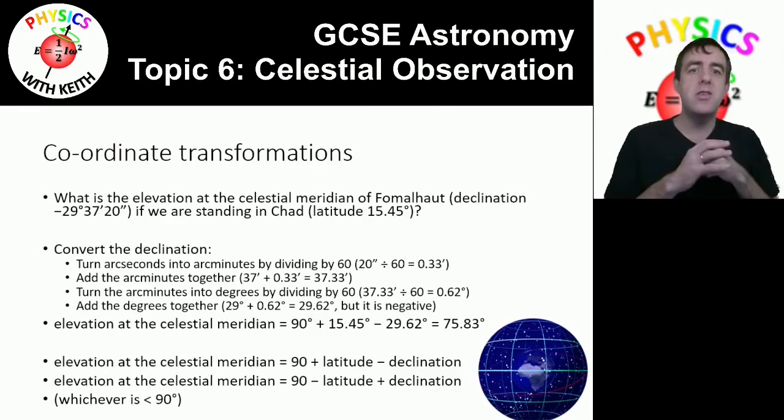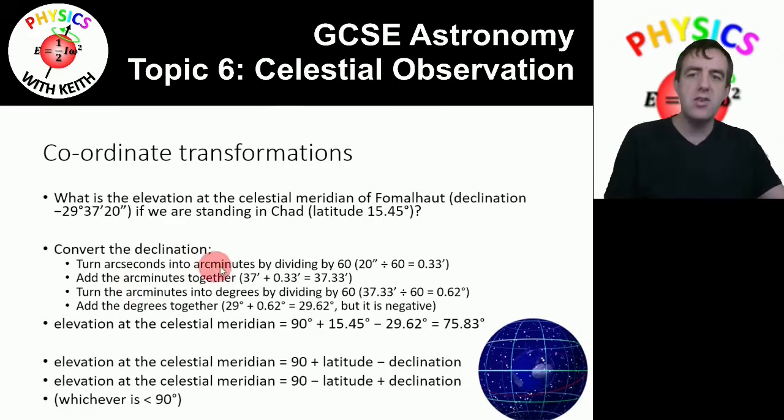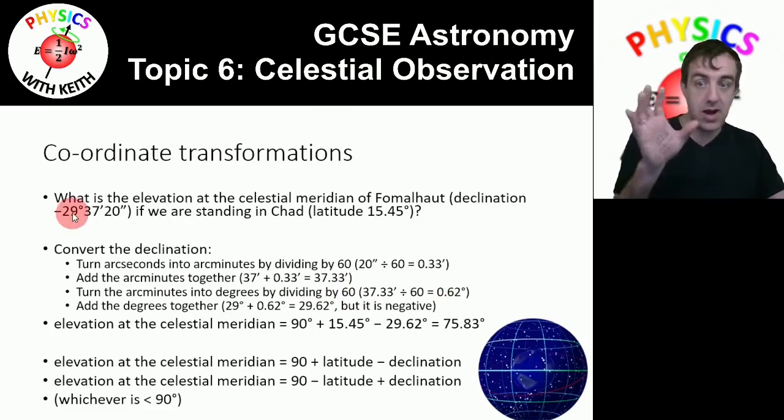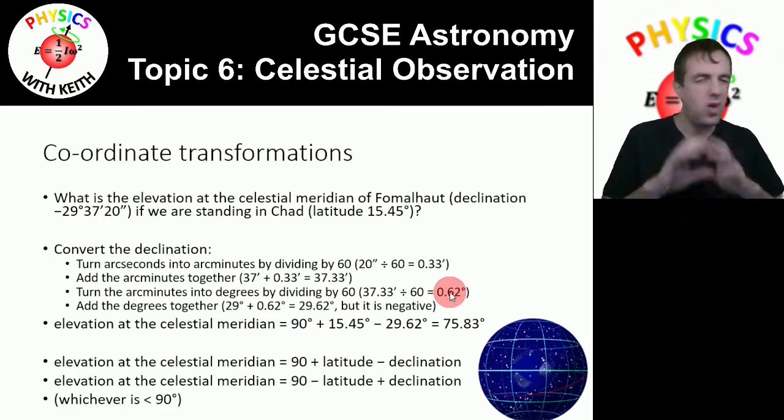The first thing we need to do is get that declination into degrees. So let's get the arc seconds into arc minutes by dividing through by 60. Then we get about a third of an arc minute, and add it to the 57 arc minutes that we've got in the original number to get 57 and a third arc minutes. Then we turn our arc minutes into degrees by dividing by 60, and that gives us about 0.96 degrees. Then we add 29 degrees to get 29.96 degrees, but the whole thing is negative.